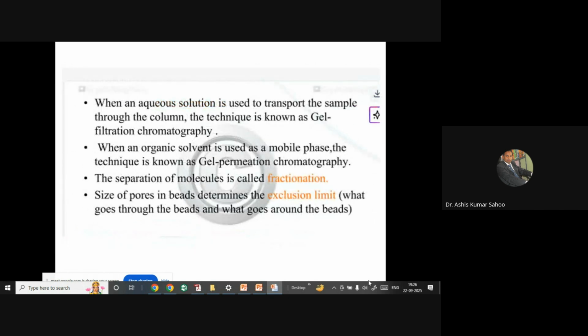When an aqueous solution is used to transport the sample through a column, the technique is known as gel filtration chromatography. When an organic solvent is used as the mobile phase, the technique is known as gel permeation chromatography. The separation of molecules is called fractionation. Size is used to determine exclusion. So this is a simple introduction to size exclusion.